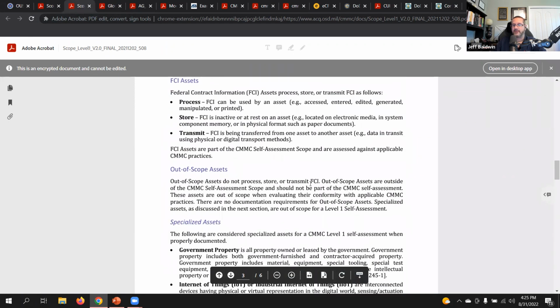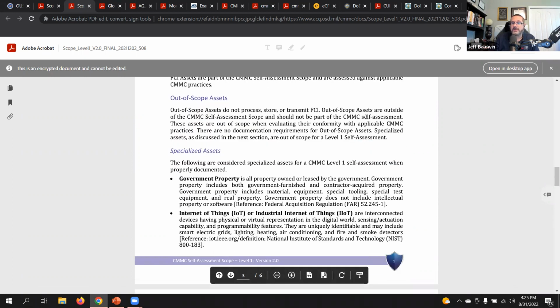All right, so out of scope: they do not process, store, or transmit FCI. They're outside the assessment scope, should not be part of the self-assessment, because remember, Level 1 is for self-assessments. Except when you're doing a Level 2 assessment, you're still doing the Level 1 assessment, but now it's being done by a third party. So that is one small distinction. But just for purposes of CCP and the exam, they are not part of the assessment scope. They're out of scope.